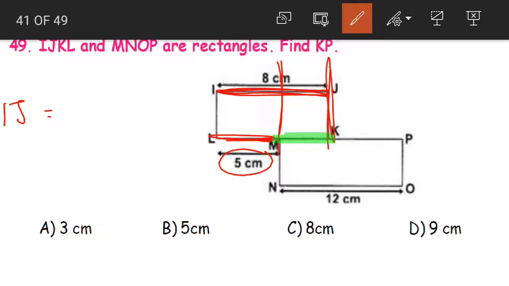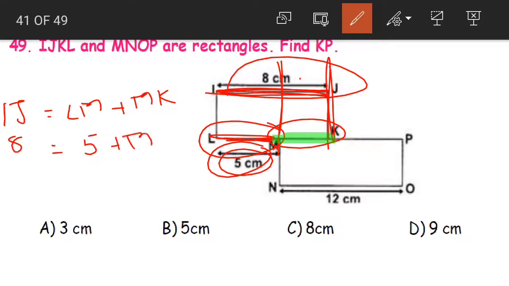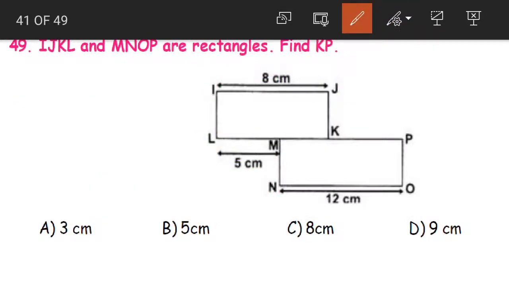IJ is equal to a combination of what? LM plus MK. Now we know that IJ is already equal to 8, LM is equal to 5 plus MK. Now I'll write it like this: MK plus 5 is equal to 8 centimeters. MK is equal to 8 centimeters minus 5 centimeters. So the final answer will be 3 centimeters. MK is equal to 3 centimeters.